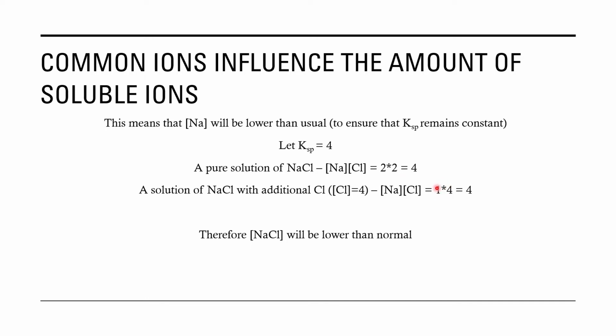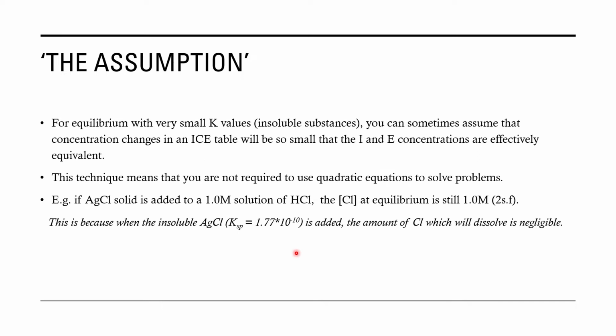That means that the concentration of the sodium, as I said up here, will be lower than normal. As a result, because not all of the sodium has dissolved, or certainly not the maximum amount of sodium has dissolved, the solubility of sodium chloride will be lower than normal. This concept is probably a lot easier to see when you actually go through a calculation, but hopefully that justification may make sense either now or afterwards when we do that practice question.